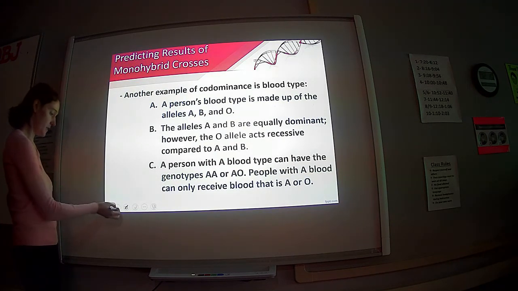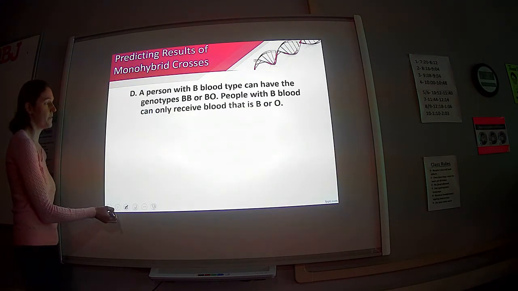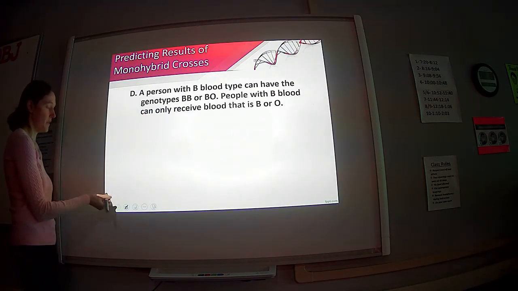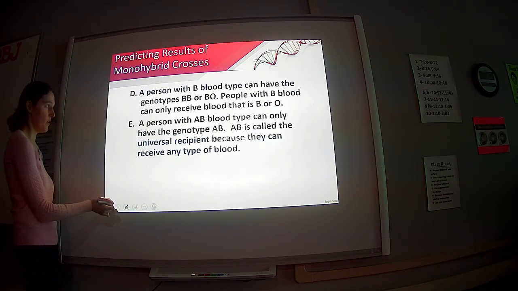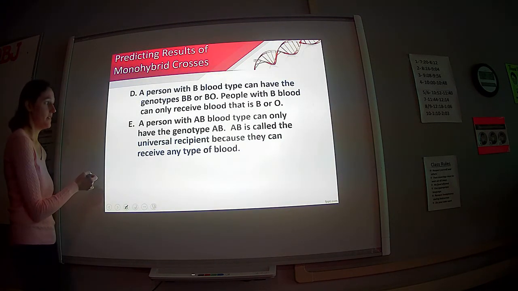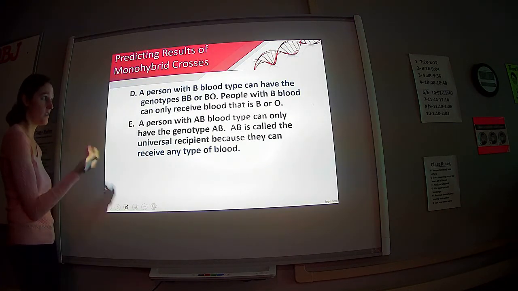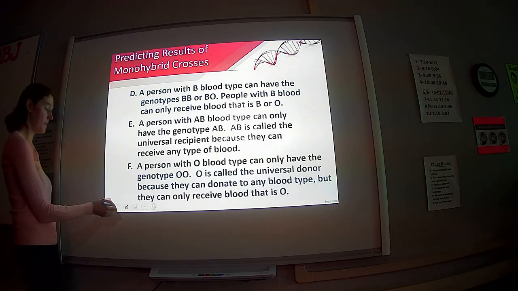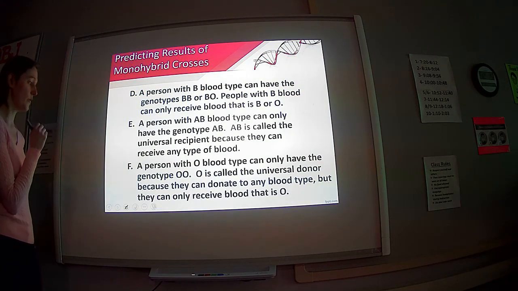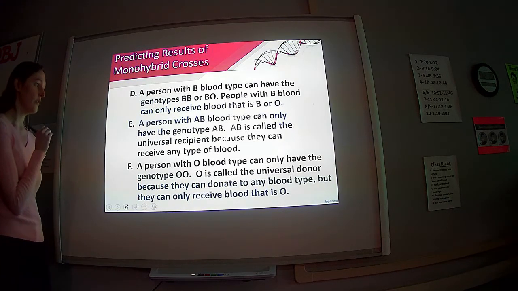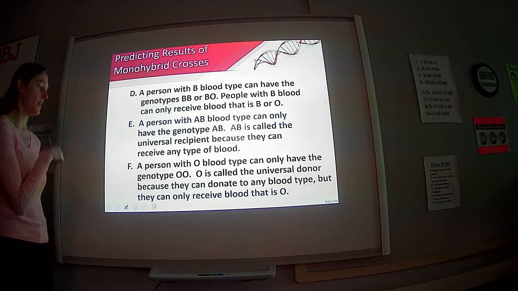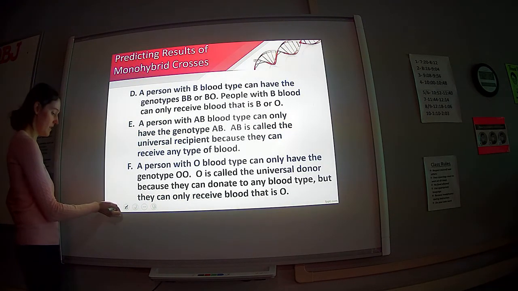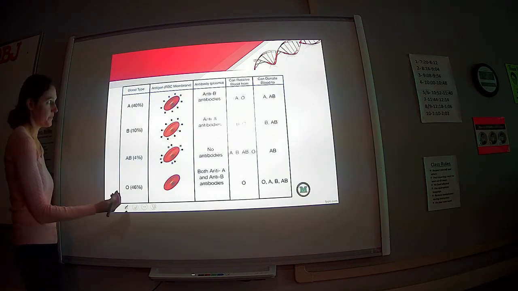People with A blood can only receive blood that is either A or blood type O. A person with blood B has either BB or BO. People with B blood can only receive blood from B or O people. A person with AB blood can only have one genotype, and that is AB, because you only have 2 alleles. It's the universal recipient because they can receive blood from anybody. And a person with O blood can also only have one genotype, which is OO. They're called the universal donor because they can donate to anybody, but they can only receive from people that are O. O is generally speaking going to be the recessive form of blood types.